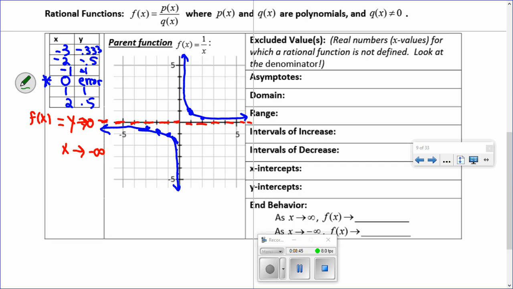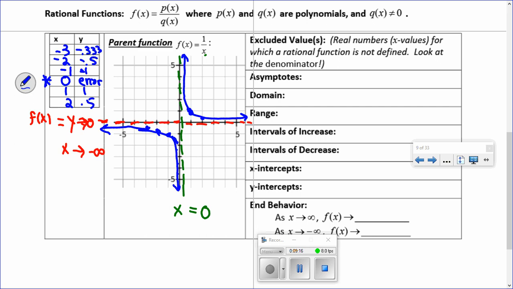Now, because it never hits the y-axis, this suggests I have a vertical asymptote at x = 0. And if I look at my equation, my factor at the bottom of this equation is x, and x = 0. That's my asymptote. Okay? So asymptotes, we pretty much have that mapped out.